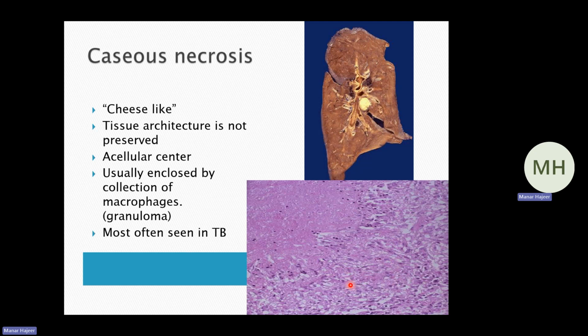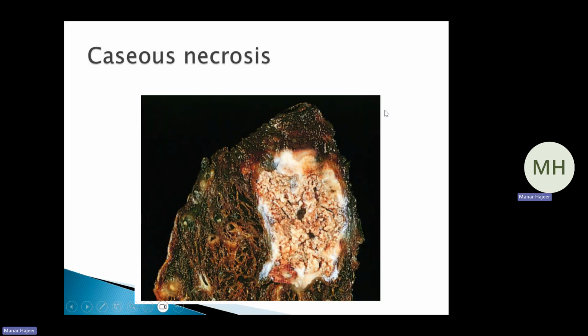So caseous necrosis is characterized by cheesy-like material. Under the microscope, we have granulomas, and it is typically seen in tuberculosis. This is another picture for the caseous necrosis. As you can see here, this yellowish to whitish cheesy-like material in the section from the lung.